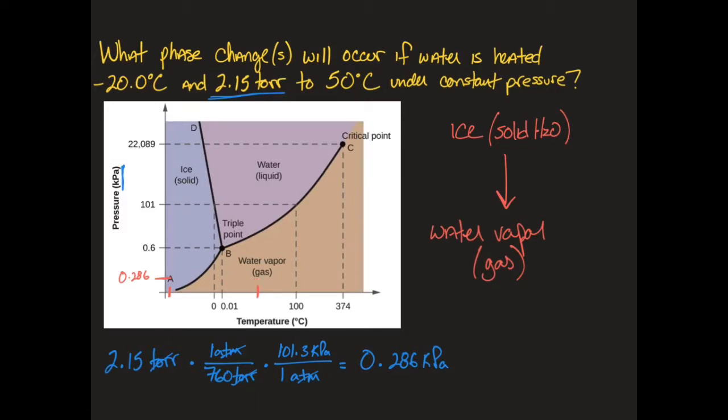And that's a real fun phase change. Anytime we go directly from solid to gas without passing through liquid, we call that sublimation. And so that is the phase change that will occur if we take water from negative 20 degrees Celsius to 50 degrees Celsius under constant pressure of 0.286 kilopascal.